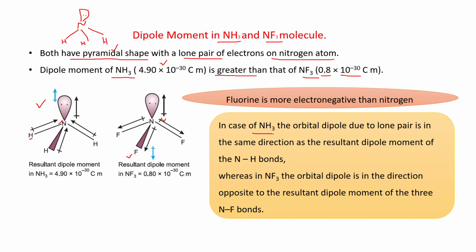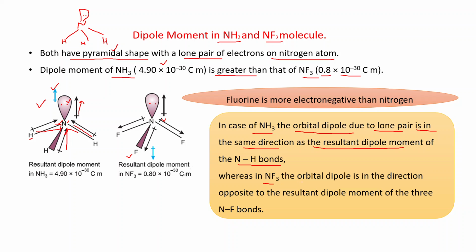In case of NH3, the orbital dipole due to the lone pair is in the same direction as the resultant dipole moment of the N-H bonds. You can see this represents the orbital dipole due to this lone pair of electrons. And since nitrogen is more electronegative, the bond dipoles of all these three bonds are in the same direction and they will add, and that's why the net is in this direction.